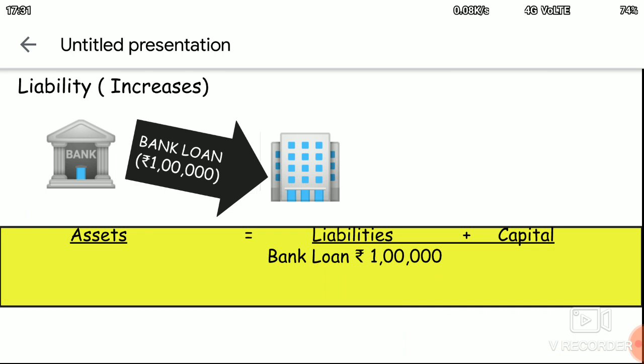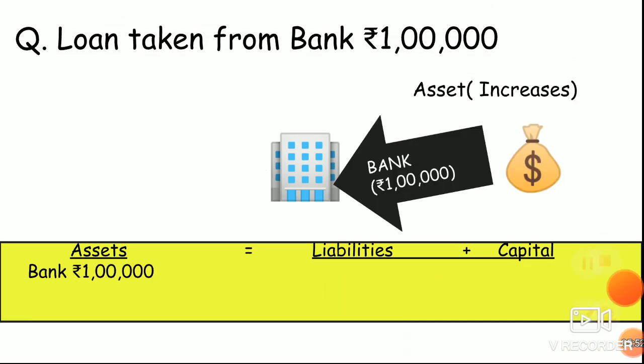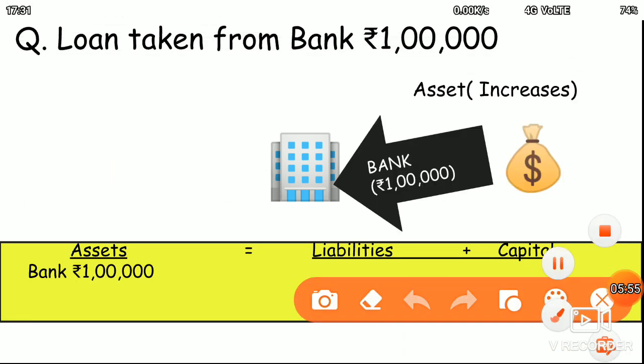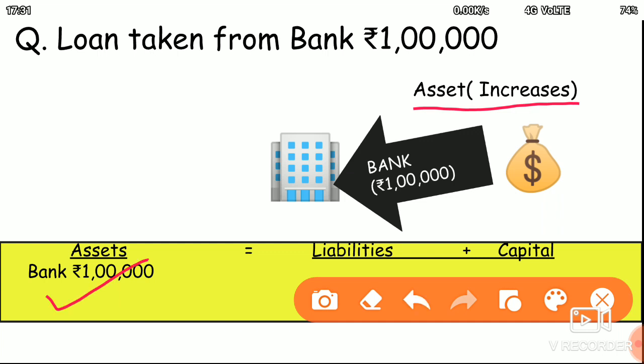Let us see the other effect of the other account. The business is receiving cash because it received a loan from the bank. So the cash in the bank of the organization will increase. It is an asset which is going to increase. So on the asset side, the bank account of the organization will increase.